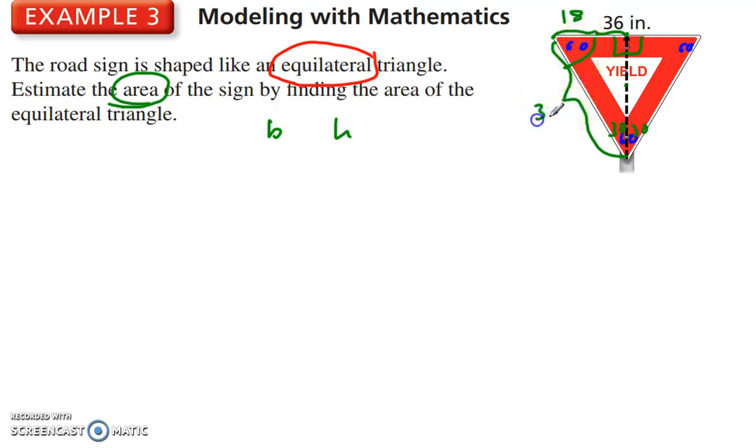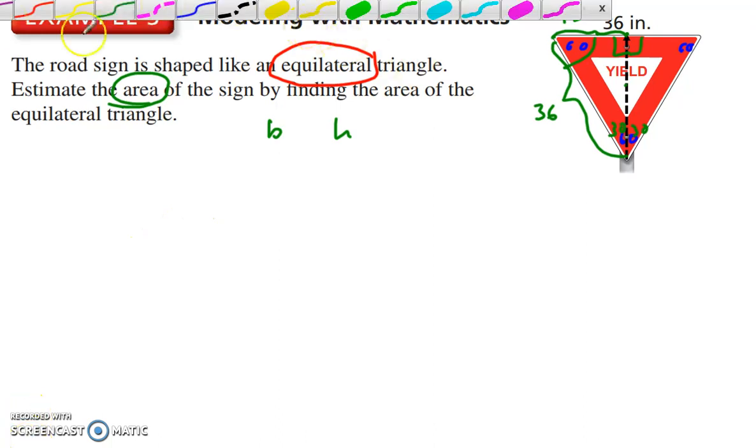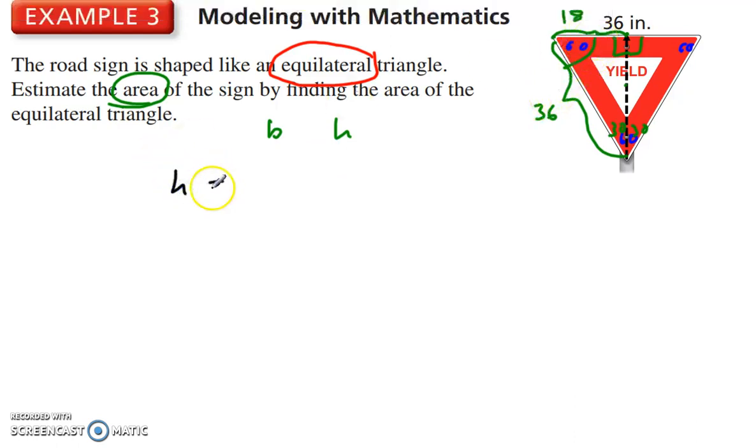Or the long side is 36. I can use whichever one I want. And then the 30-60-90, I know that the longer leg is the shorter leg times radical 3. So height is 18 radical 3. If this is 18, then this is 18 radical 3.